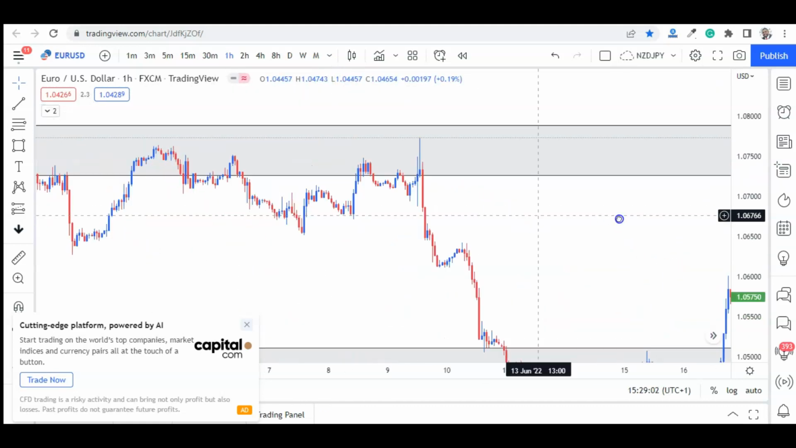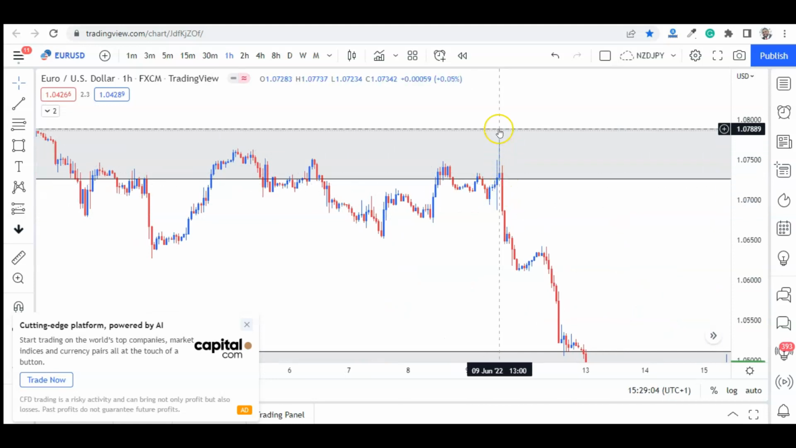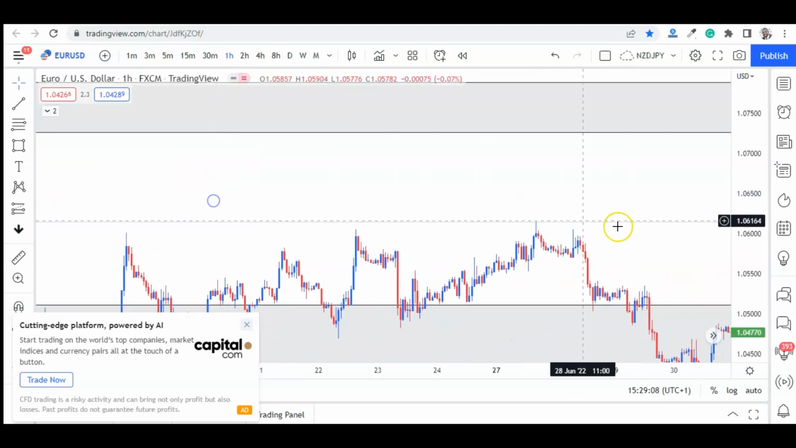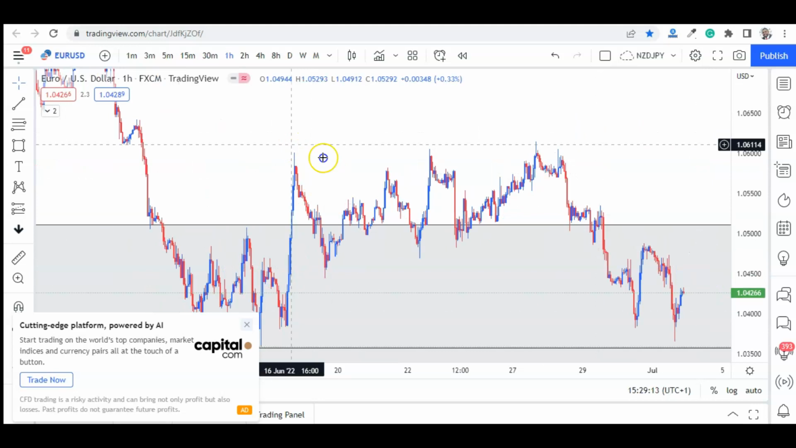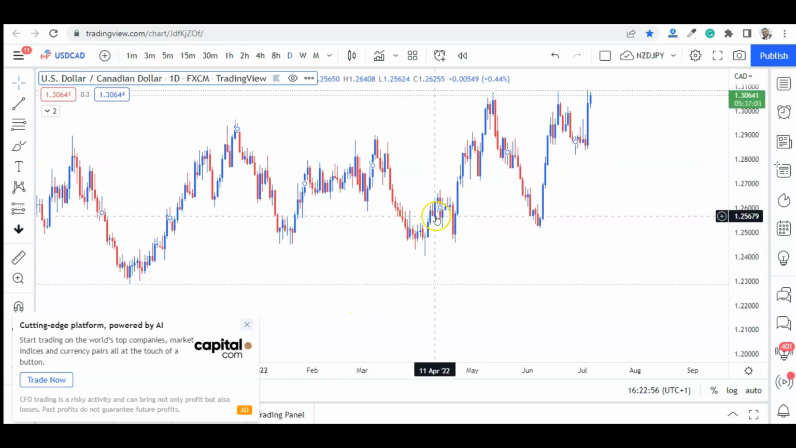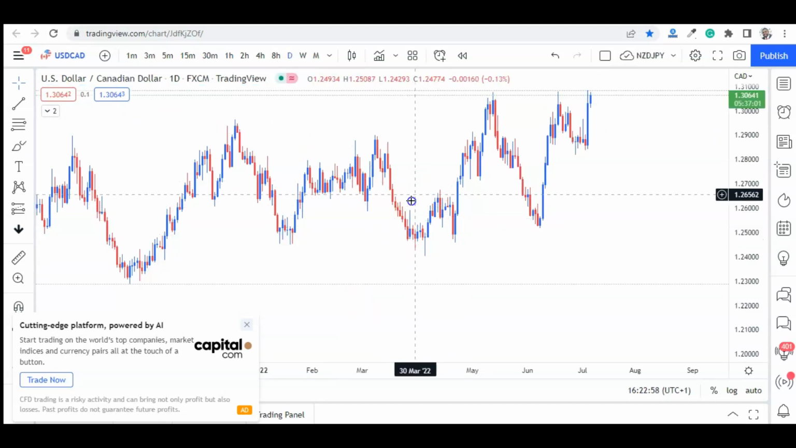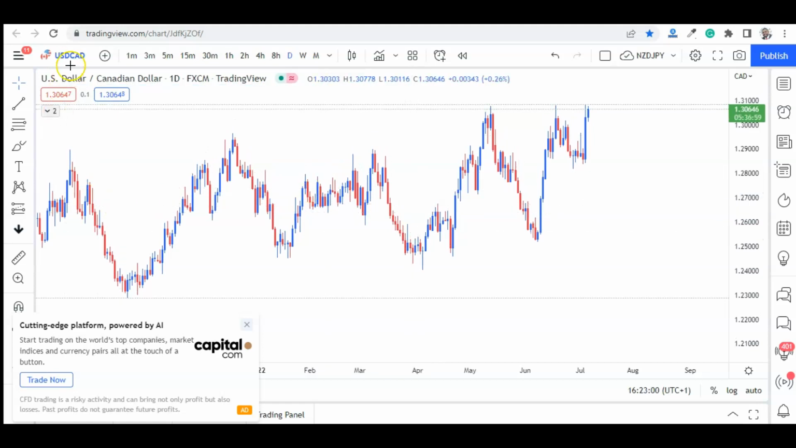So when price comes here, this is the POI. You can refine it back down now to the 1 hour order block, so that when price comes back there in the future, you can be looking to sell. Okay, so let's quickly look at an example of a trade I took early June on USD CAD.